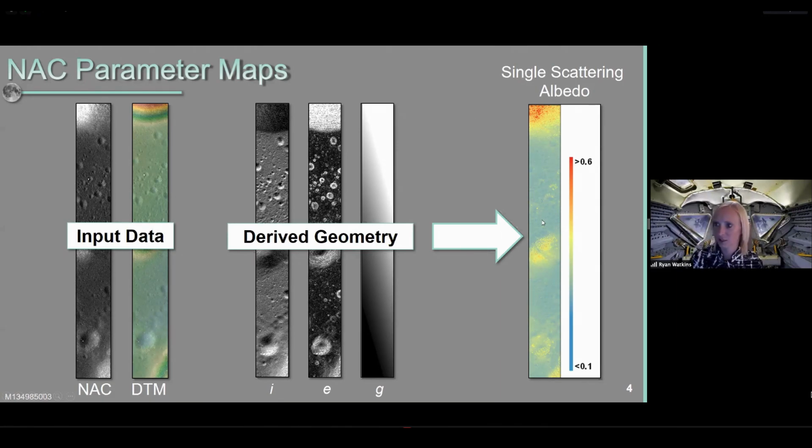So the one I'm showing here is a single scattering albedo parameter map. And again, this is on the scale of the DTM, which ranges from about 2 to 5 meters per pixel, depending on the actual DTM. And this allows us to really get at physical and compositional parameters at the meter scale or the outcrop scale.